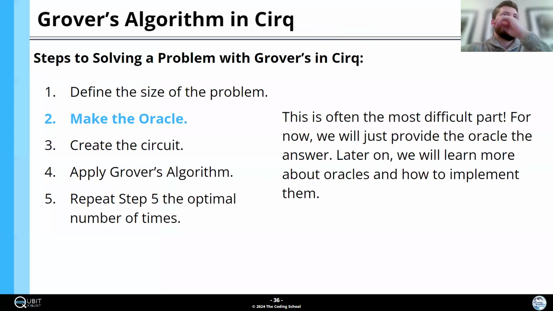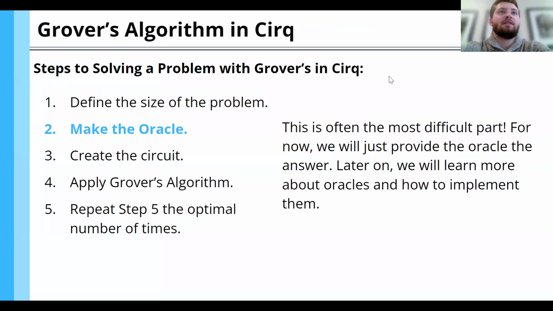All right. So now the next section is going to be step 2. So we're going to make the oracle. This is often with Grover's algorithm the most difficult part of actually implementing it. So for now, we're just going to provide the oracle the answer, but later on, we're going to learn more about oracles and how to actually implement them.